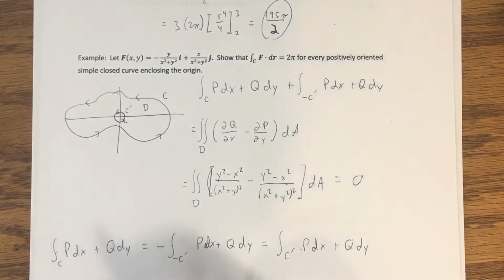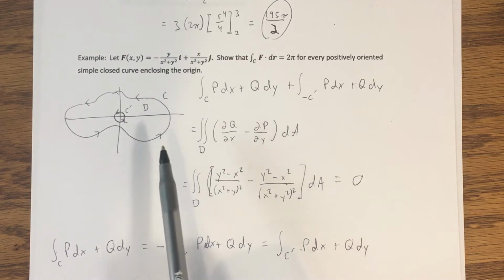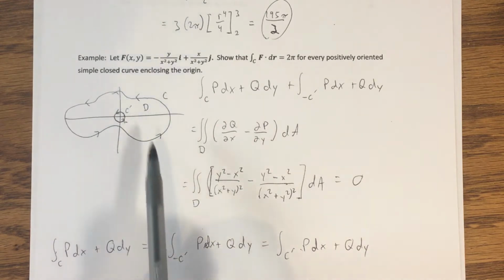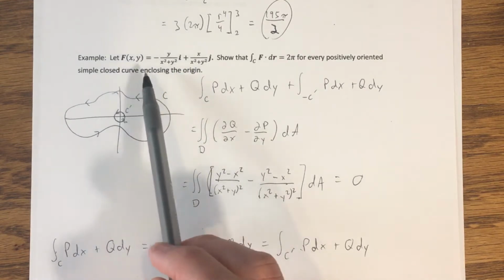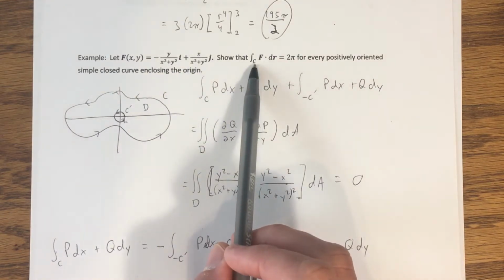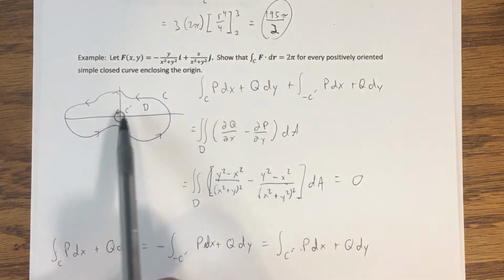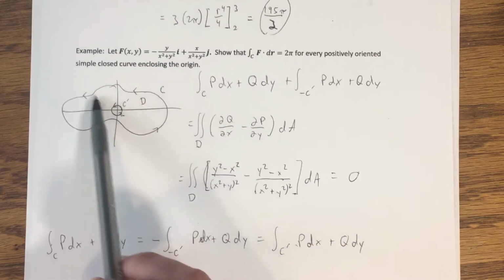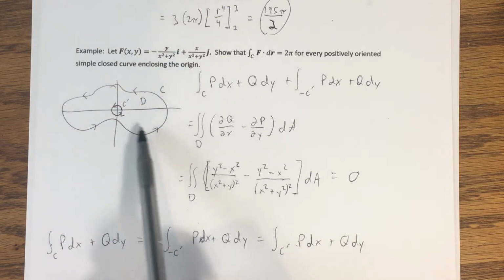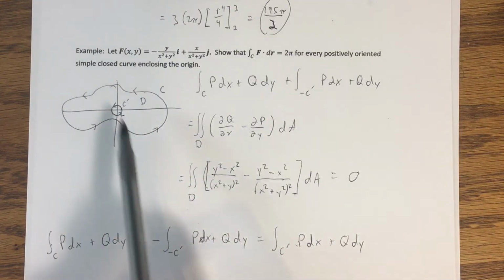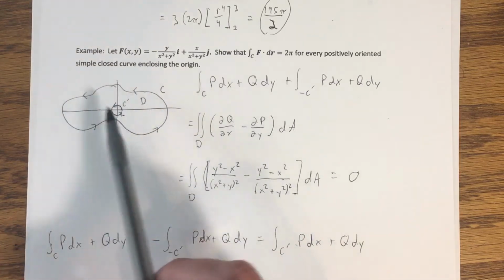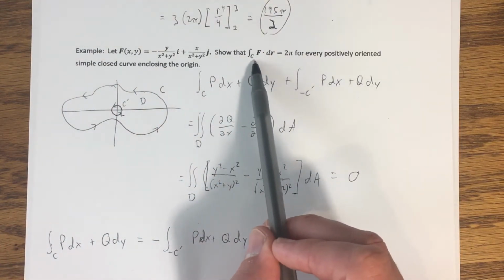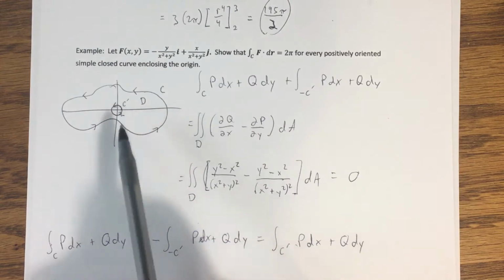Okay, in the last video, when we ran through this example, we showed that if we have this vector field here, the line integral along a positively oriented simple closed curve enclosing the origin will be equal to the line integral over this little circle, which basically shows that any line integral along any such curve satisfying that criteria will have the same value.